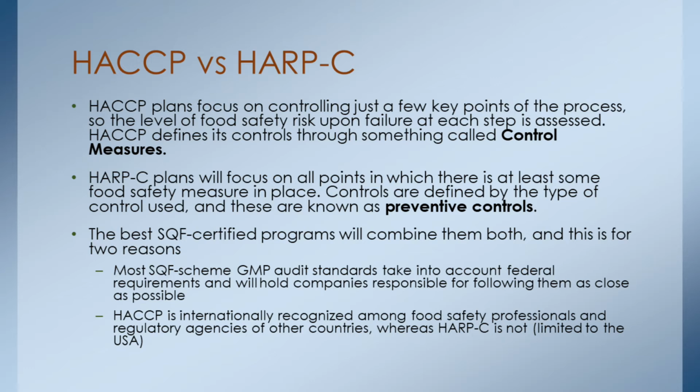As far as how that contrasts with the HARPC mentality, it is to really control everything. So each step of the process that reasonably requires some sort of extra dedicated measure of any kind, whether that's through something similar to a CCP, which we'll call a process preventive control, or through two separate ones, and we'll talk about them in a bit, the question is: does this require some sort of food safety measure in place beyond GMPs? If yes, then it qualifies as a preventive control point.